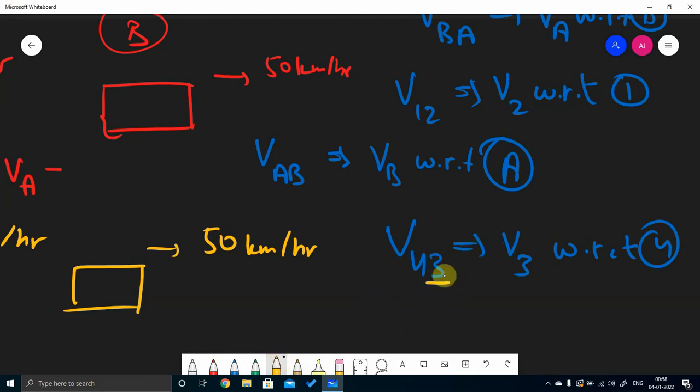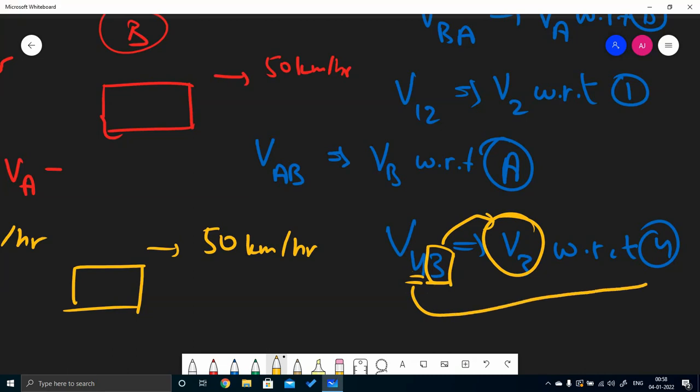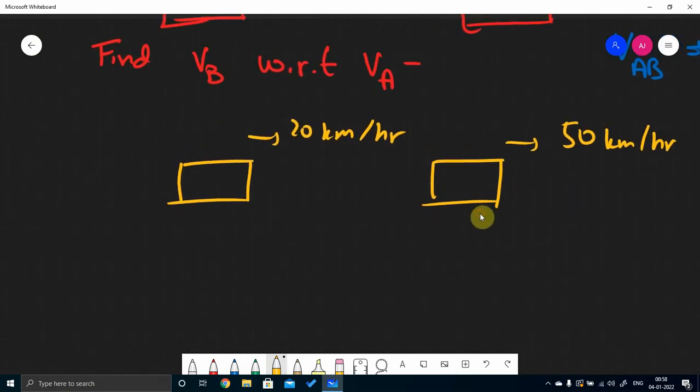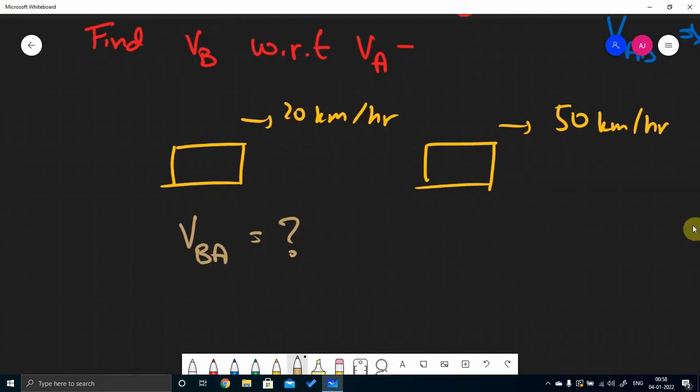Okay. Whatever is in front over here, that comes over here. And whatever is behind this, that comes right over here. Now, we need to find velocity of B with respect to A. Right, we need to find velocity of B with respect to A. So can we write that as VBA? So this is what we have to calculate. Right, velocity of B with respect to A. So let's go ahead and do this.